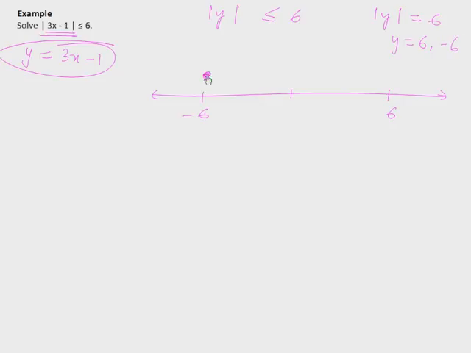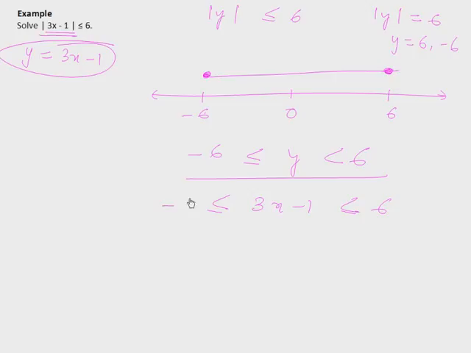Then I want absolute value of y less than equal to 6. So I know it's all points between minus 6 and 6, because these are the points whose distance from 0 is less than equal to 6. So my solution I know is y between minus 6 and 6. Now I replace y with 3x minus 1. So it's simple. I get 3x minus 1 is less than equal to 6 and greater than equal to minus 6. And now I solve.